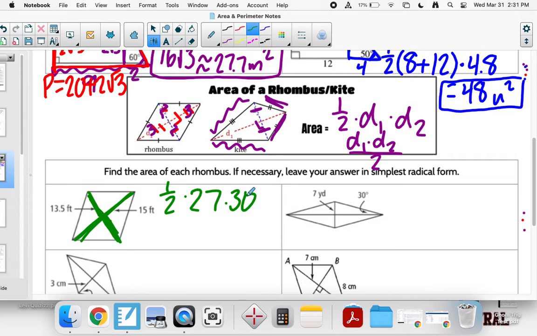Does that help? So if we multiply these, our area, I got 405. Is that what you got? Yep. Good deal. Feet squared.